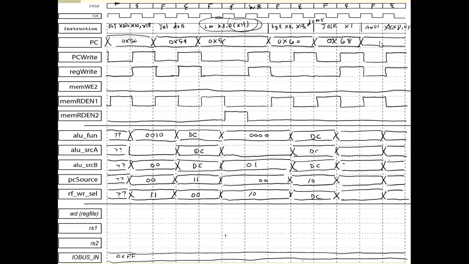But the question is, what's in X1? Well, it turns out what's in X1 was put in there by this instruction. So this instruction right here loaded PC plus 4 into X1, so the address of this instruction is going to be 0x58. Now that's totally weird, and so this one is wrong.